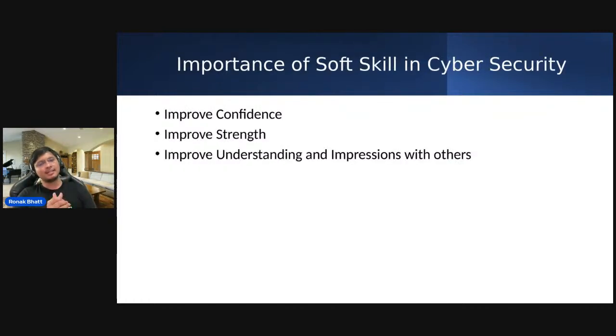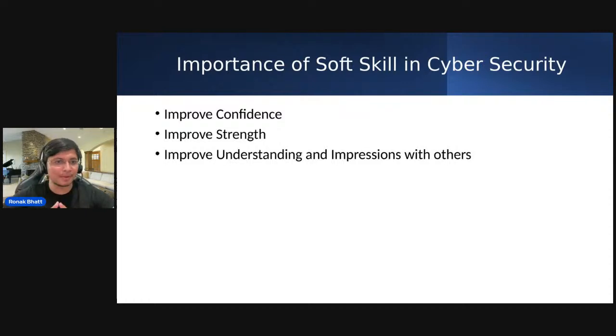Now, next is about the importance of soft skills. Let's say you want to enter the cybersecurity field, and you don't have communication skills. It is very difficult to stay in cybersecurity. You might enter, but staying with proper growth depends on how you are communicating with others, because you have knowledge.